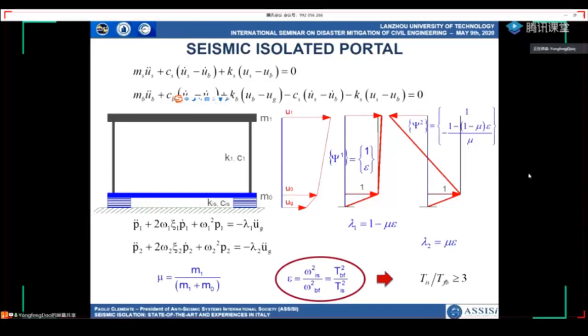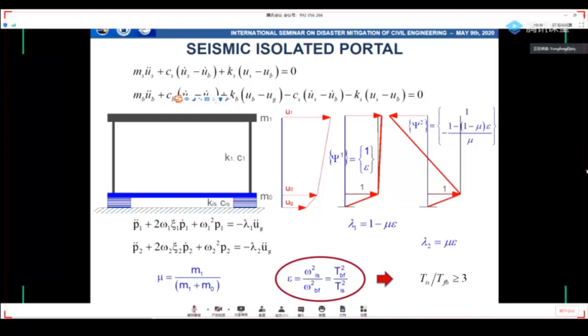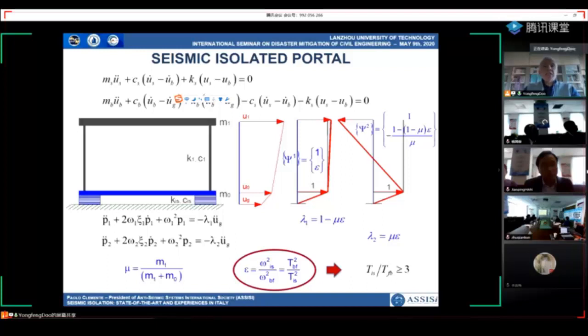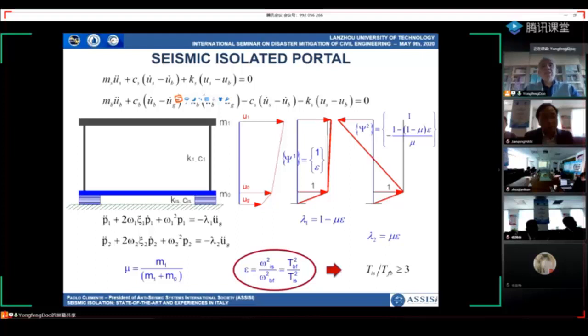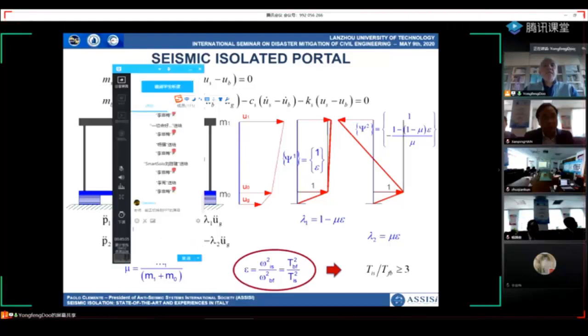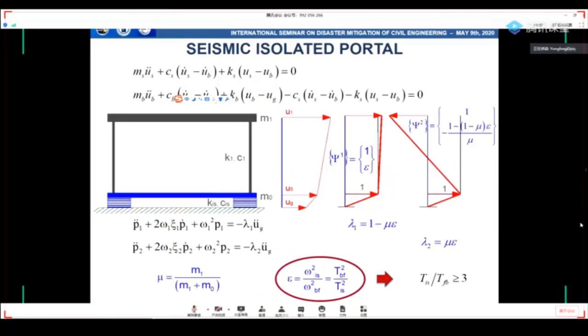The first mode involves usually only or mainly the isolation system, the second also the portal. We write the equilibrium equation in the modal space in terms of principal coordinates, and consider the participation factors. In order to have the participation factor of the second mode very low, the parameter epsilon should be small enough. It is given by the squared ratio between the fundamental period of the structure as fixed base and the fundamental period of the isolation system. So we conclude that the fundamental period of the isolated structure must be much higher, at least 3 times, than the fundamental period of the fixed base structure.